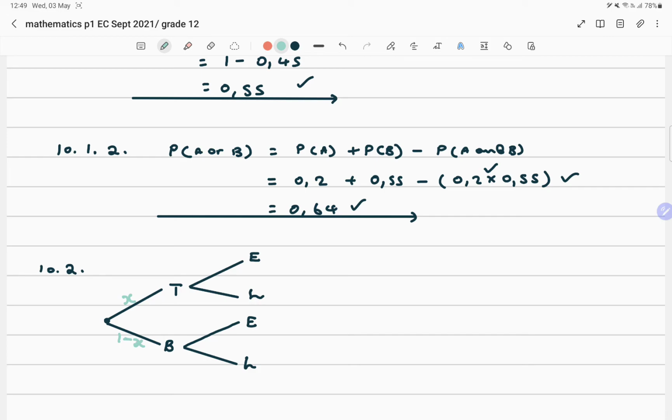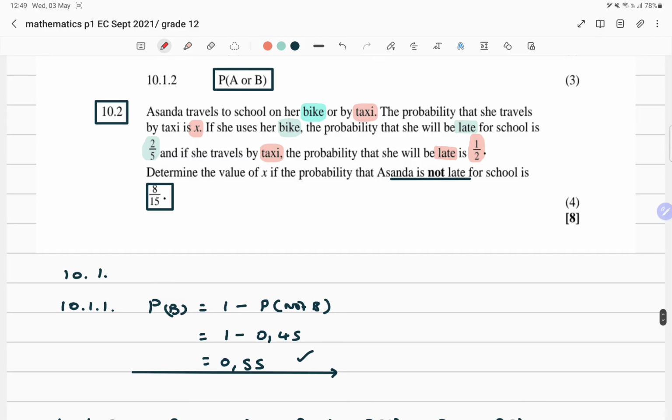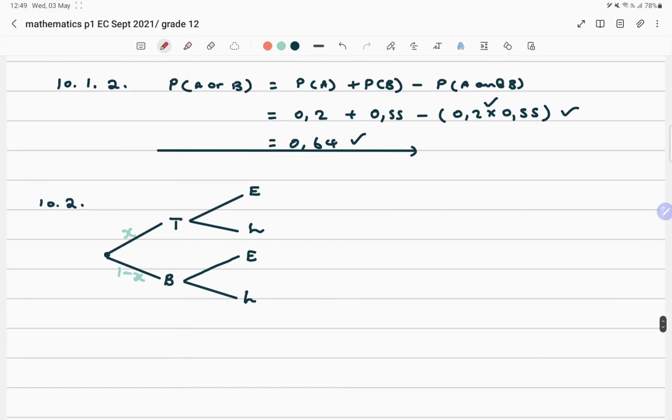Great. That is the most important piece of information. And then the next piece of information is the probability that she uses a taxi. We were told that the probability that she uses her bike and is late for school is 2/3. So she uses a bike and she's late. So this is 2/3. Again, for her to be early, those two should add up to 1 as well. So 1 minus 2/3 is 1/3, isn't it?